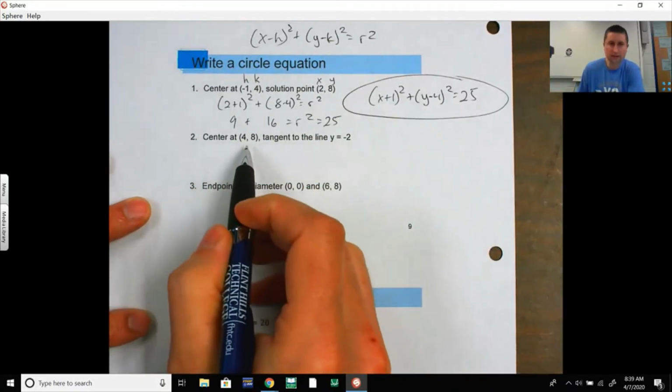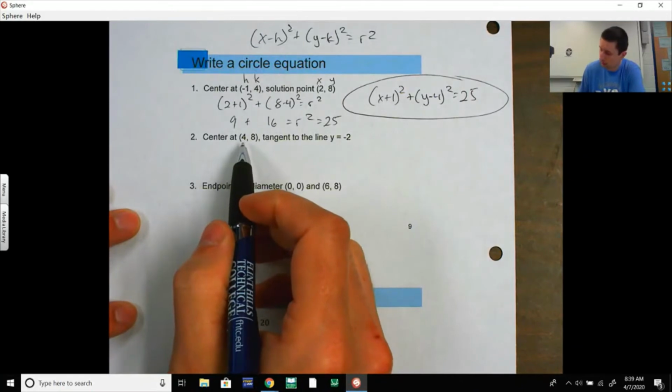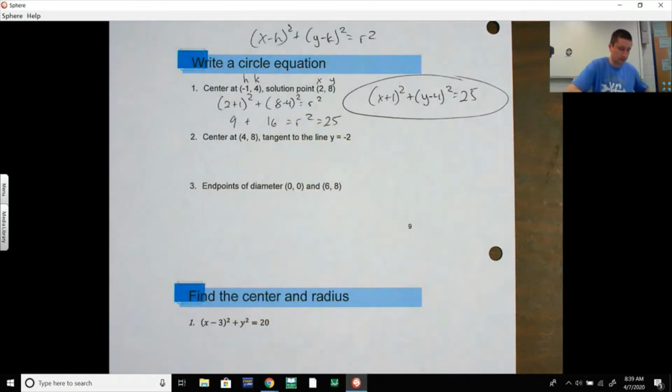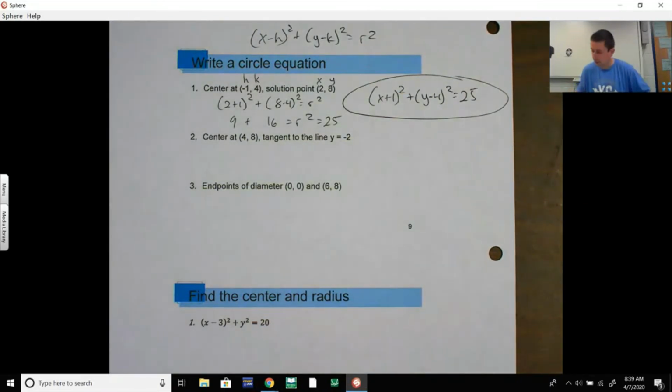Center at (4, 8), tangent to the line y equals negative 2. I find it helpful to use some graph paper for these, because the distance from that center to that line is going to be the radius.